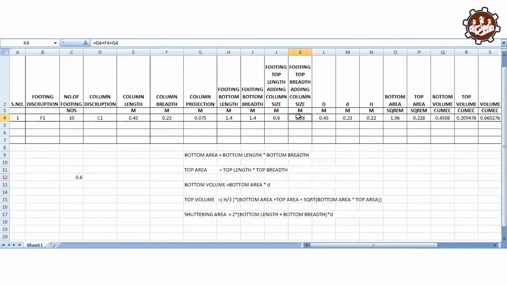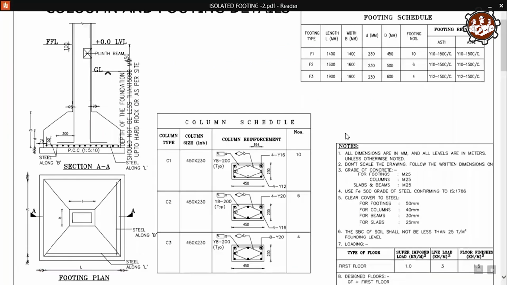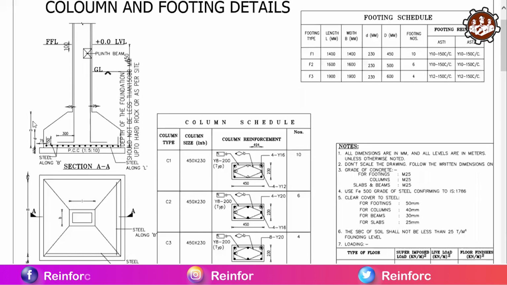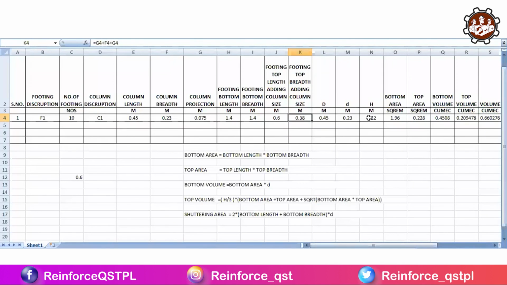Same for our top breadth, we add column breadth and projection 75 mm and 75 mm, so we get the footing top breadth. That is the capital D, that is given in the drawing. This is the small d, that is given in the drawing. Okay, this is capital D 450 mm, and this is the small d, that is given in the drawing. Okay, after this we find out the edge. Okay, this is the edge from here to the top portion, so we minus small d from capital D, so we get the edge.